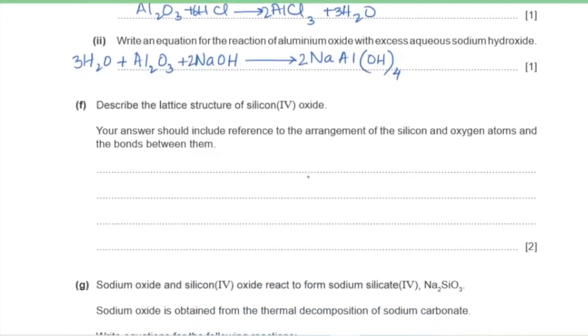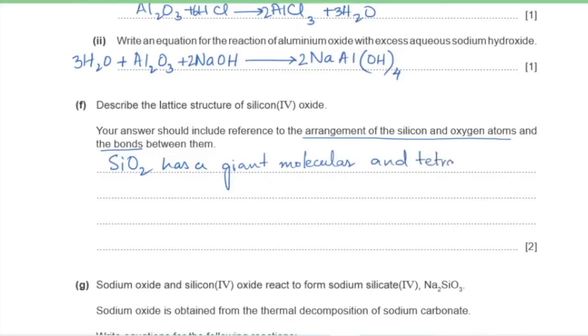Part F, describe the lattice structure of silicon-4 oxide. Your answer should include reference to the arrangement of the silicon and oxygen atoms and the bonds between them. So silicon-4 oxide has a giant molecular structure. That's part of the arrangement of silicon and oxygen atoms. This tetrahedral tells you how silicon and oxygen atoms are connected to each other. Now coming towards the bondings that are present in the structure of silicon-4 oxide, they are made up of covalent bonds.